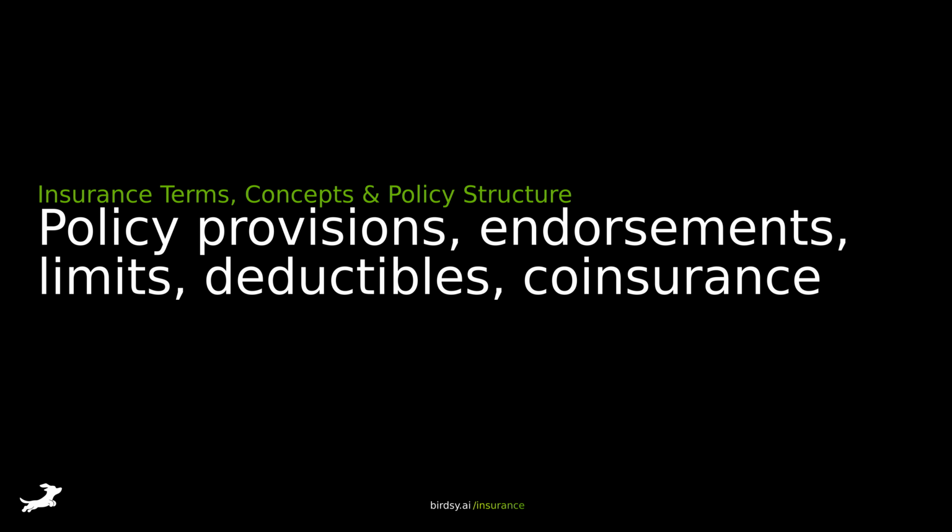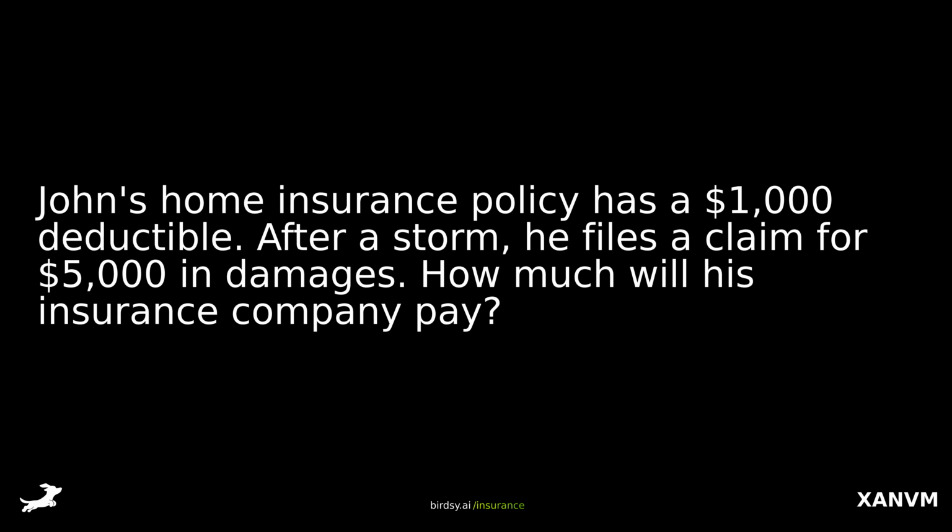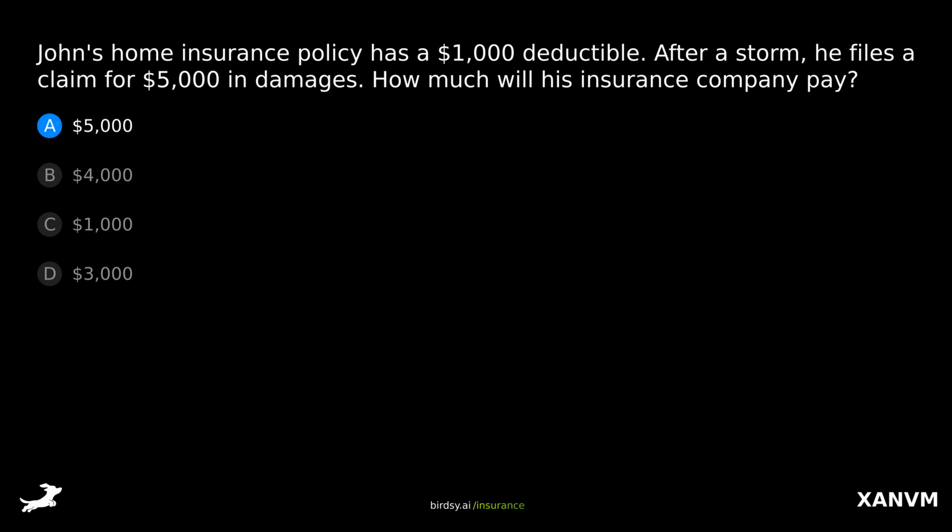Policy provisions, endorsements, limits, deductibles, coinsurance. John's home insurance policy has a $1,000 deductible. After a storm, he files a claim for $5,000 in damages. How much will his insurance company pay? Is it A, $5,000, B, $4,000, C, $1,000, or D, $3,000? The answer is B, $4,000.